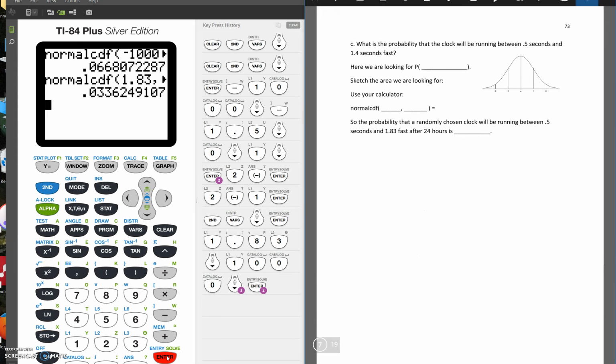We're going to look at one more example. It says, what's the probability that a clock will be running between 0.5 seconds and 1.4 seconds fast? So 0.5 would be here, and 1.4. Now this is one where you're not going all the way to the left or the right, so we won't need an infinity there. We're looking for X to be between 0.5 and 1.4. So on our calculator, we're going to do normal CDF. 0.5 will be our lower, and 1.4 will be our upper.